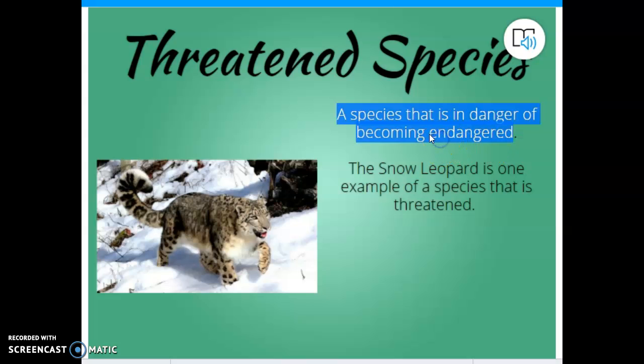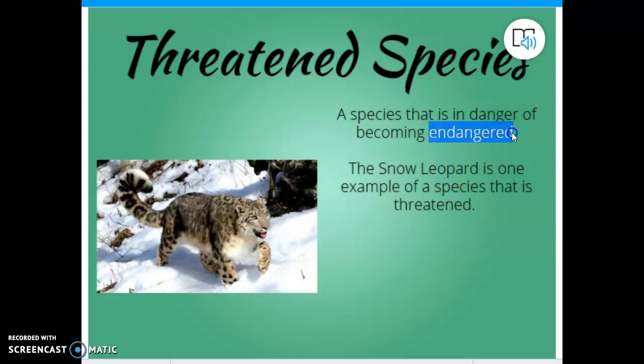It says the word right here. I don't know of many definitions that actually put the actual vocabulary word in the definition too. So when you see this, in danger of becoming endangered, you know it can't be endangered. You already know it's not extinct. So it's that other word that we're not too familiar with, and that is threatened. Now the snow leopard here is a threatened species. What does that mean? That means it's in danger of becoming endangered.